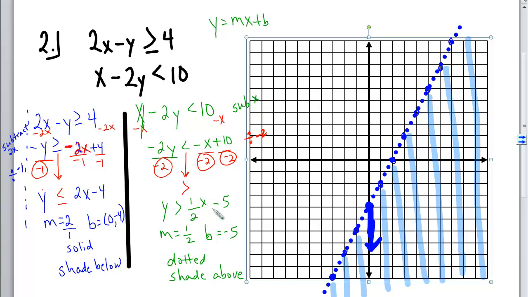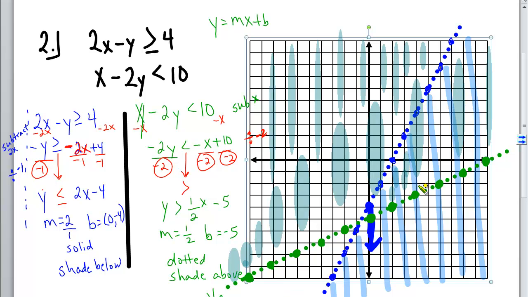So graphing this equation, we start at negative 5, which is this point right here. The rise is 1, the run is 2, so up 1 over 2. Down the other way, down 1 over 2. And then we draw our line. We just graphed our second line. What we now want to do is shade above.